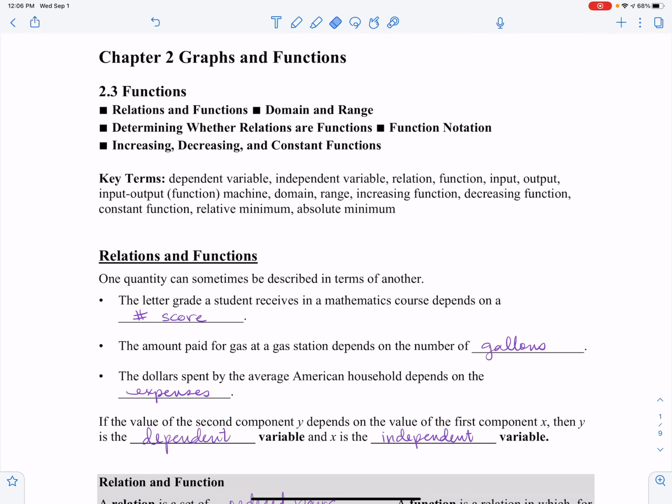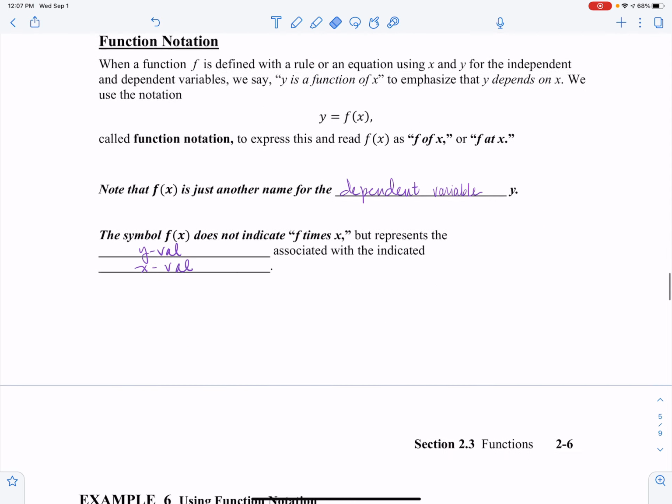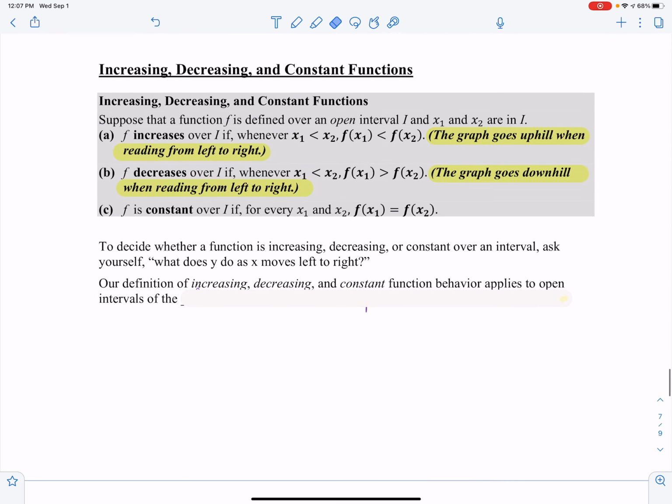All right, so this is video number 3 out of 3 for section 2.3. So you're going to want to go all the way down to the bottom of your notes. We're going to talk in this video about increasing, decreasing, and constant.